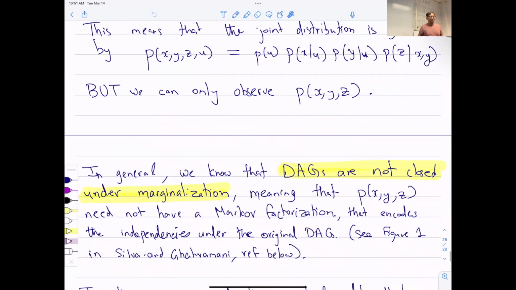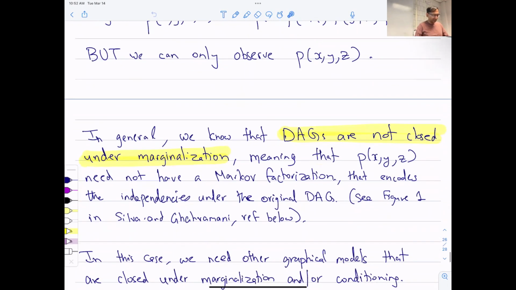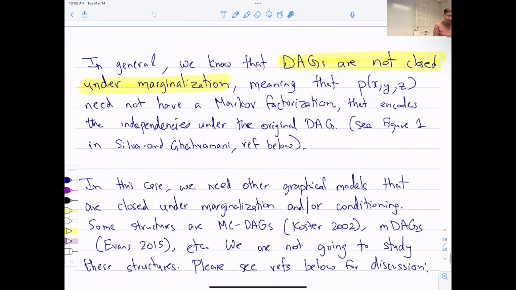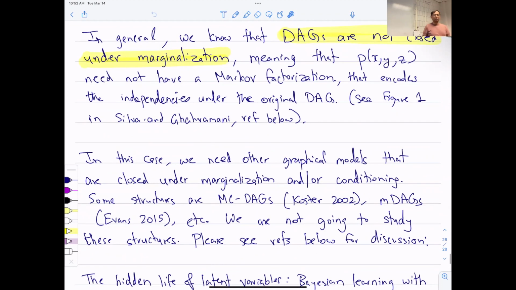The problem is DAGs are not closed under marginalization. Meaning, P of X, Y, Z does not need to have a Markov factorization that encodes the independencies under the original DAG. That's what I mean by it's not closed under marginalization. You can read Silvan Garamani. There are a bunch of papers below that I have given. You can read much more about it. I'm just pointing this out. I'm not going to go down this road.